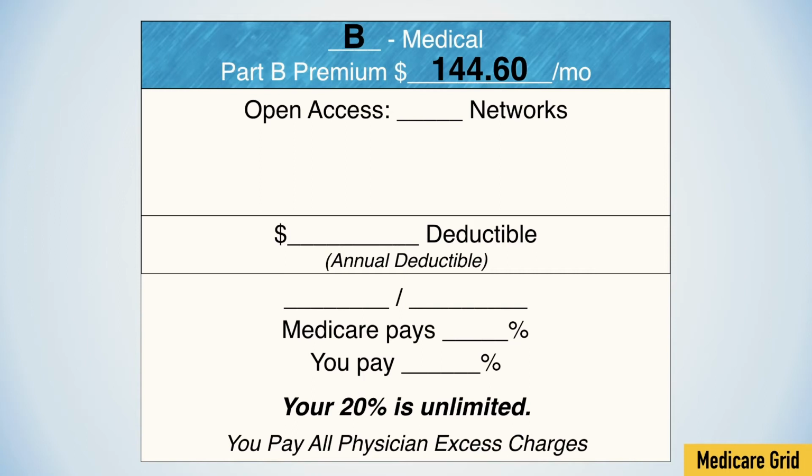Part B of Medicare does have a premium, and this is right on your grid, just right next to it. Part B of Medicare this year is $144.60 for the premium. It's not free. If you're on Social Security, they're going to take this out of your check. If you're not, they're going to bill you for this quarterly.